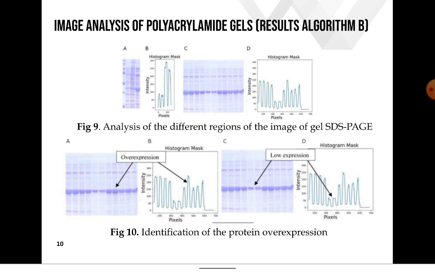In figure 9, I show the analysis of the different regions applying the proposed methodology. Now, we can use a threshold on the intensity profile to find the different lines in the gel, and it doesn't matter if the sample is concentrated or not. This methodology can detect if the protein is overexpressed or has a low expression by changing the threshold value.